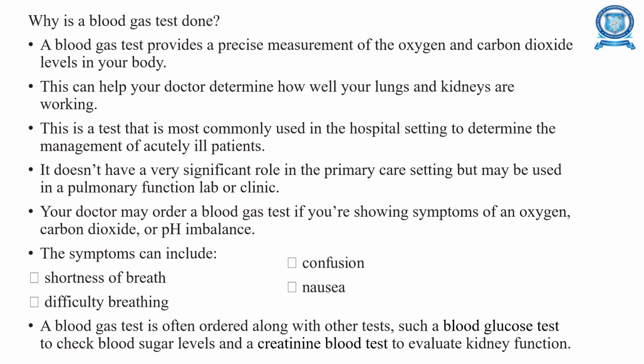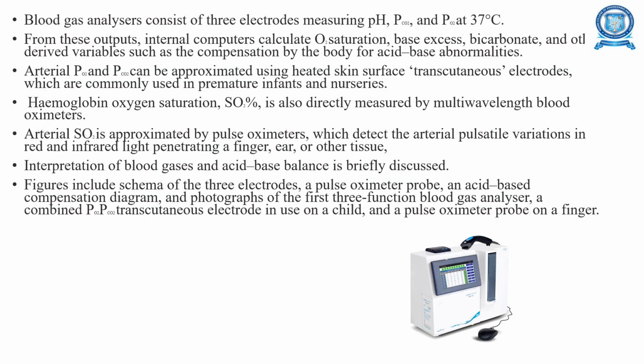Why is the blood gas test done? It is a precise measurement of oxygen and carbon dioxide levels in your body, and this test is most commonly used in hospital settings to guide the management of acutely ill patients. A doctor may order a blood gas test if you are showing symptoms of an oxygen, carbon dioxide or pH imbalance. The main symptoms are shortness of breath, difficulty in breathing, confusion and nausea.